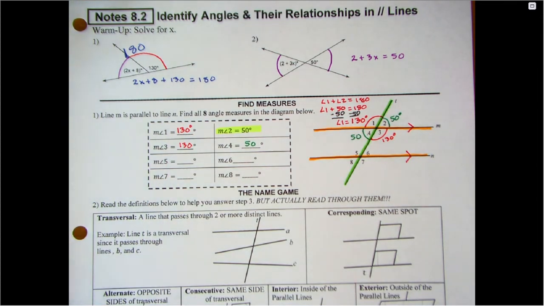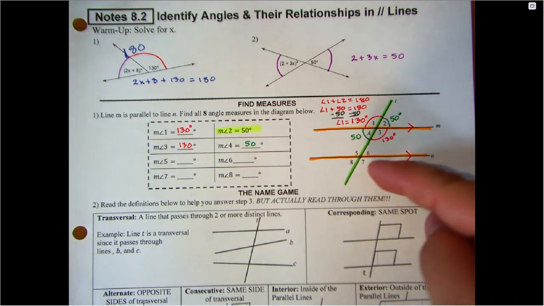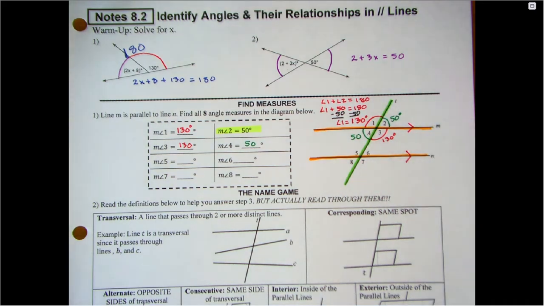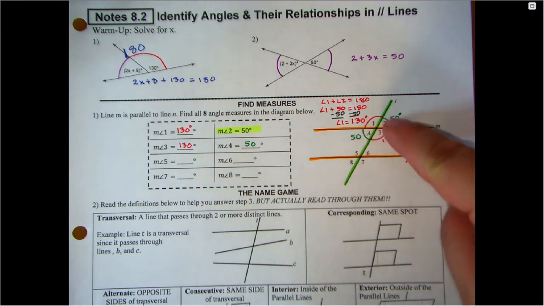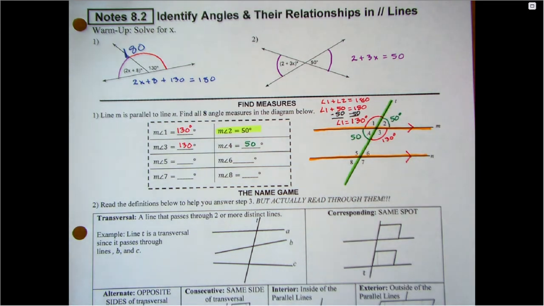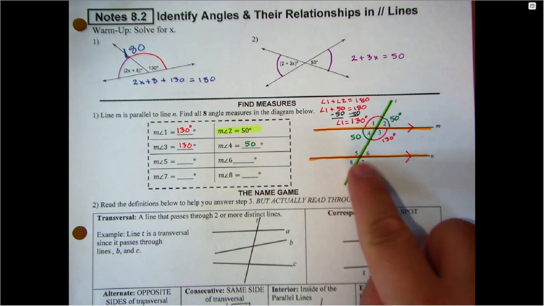Now, you might say, yeah, that's great for those. But now the question is, how am I going to find these four down here? Here's the beauty of what we're going to learn this week about parallel lines. When you have parallel lines and you have found all four of these angles, you have actually found these four angles as well.